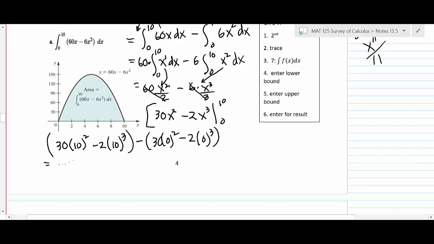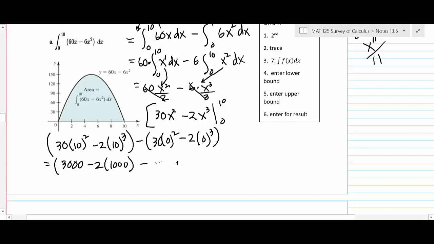Okay, so that's going to be, and you can do this whole thing in one step on your calculator if you want to, really just 30 times 100. That's going to be 3,000. You can even bypass that, and then you got 2 times 1,000.